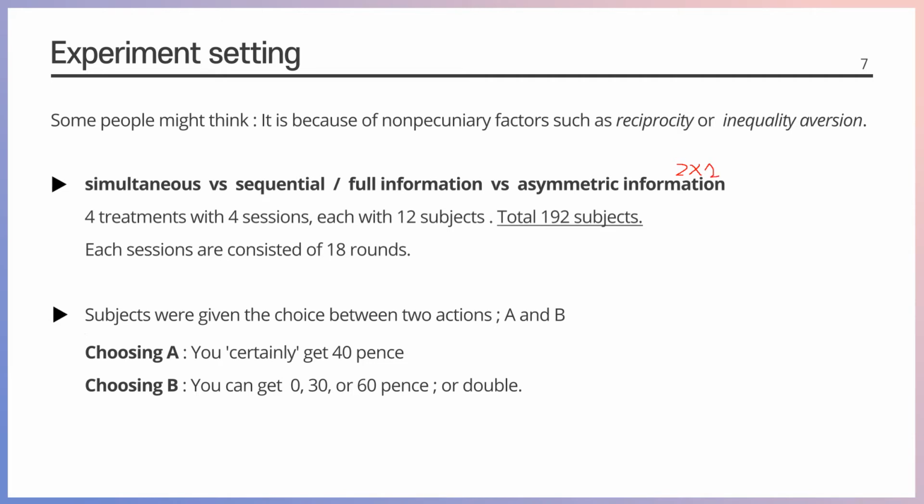For each treatment, they ran 4 sessions, and each session, again, consisted of 18 rounds. With one session, there were 12 subjects, so a total of 192 subjects. Subjects were undergraduate students at the University of Nottingham. For each round, they were randomly and anonymously assigned to a treatment with a given role of leader or follower.